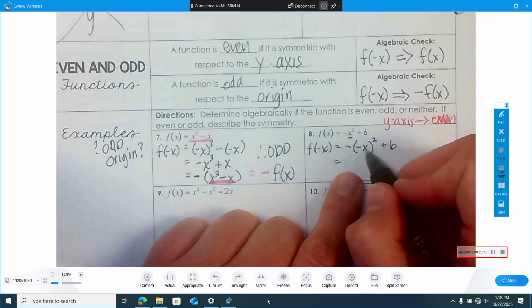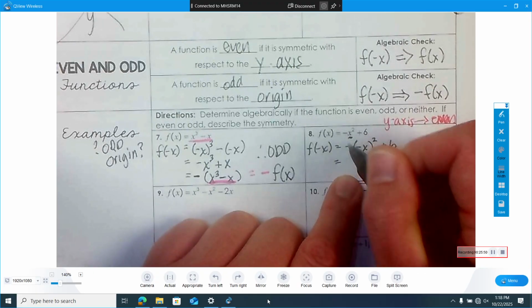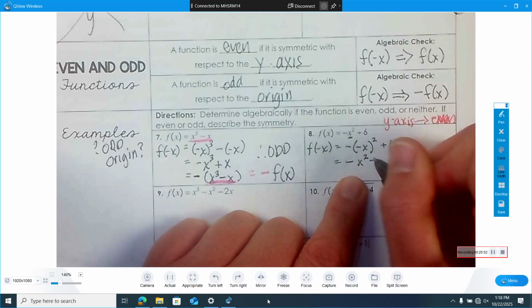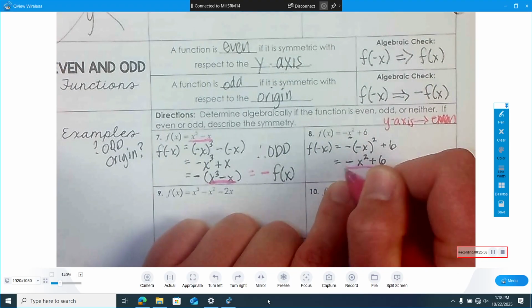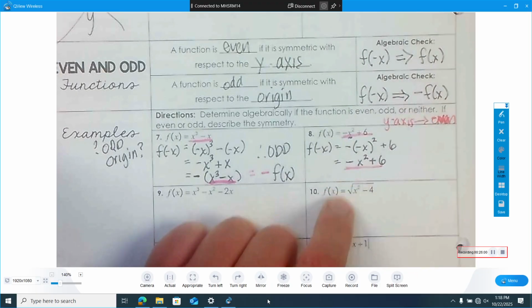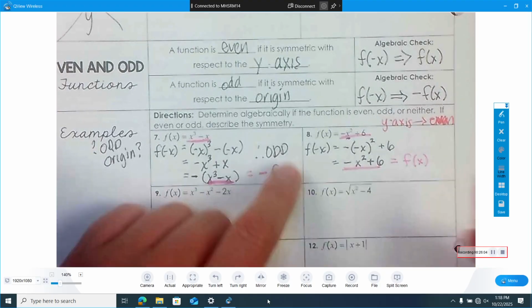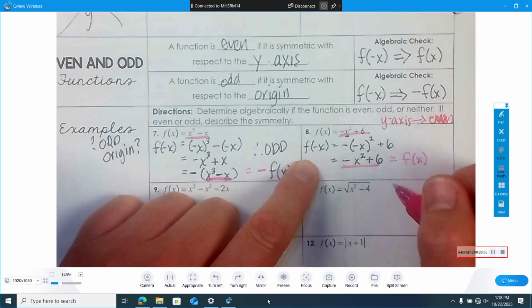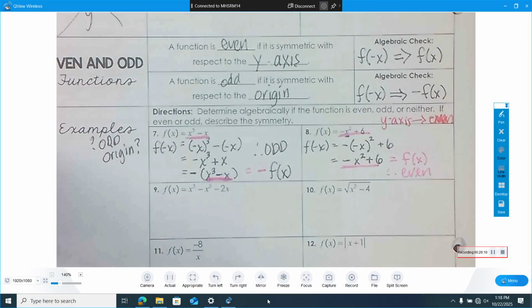First, we do our exponent. What is negative x quantity squared? Positive x squared, but there's still a negative dangling in front. And then we have the plus 6, and oh, look, that is exactly what I started with. So that equals my original function f of x. So therefore, it is an even function. It's exactly what I started with, therefore it's even.